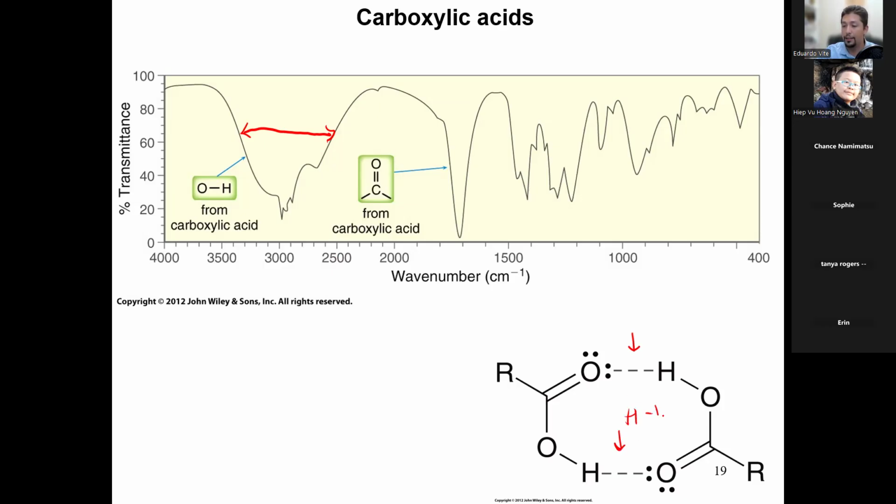This is an H bond. Here's another H bond. You have more H bonding, so you have a wider distribution. So carboxylic acids usually start at 2500 and they go to 3500. So you can find those from 2500 all the way to 3500.